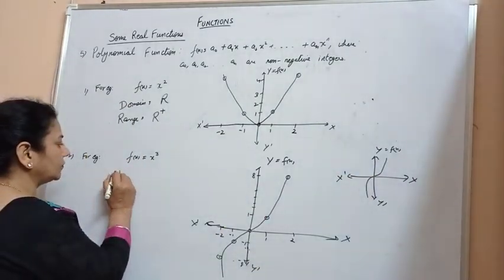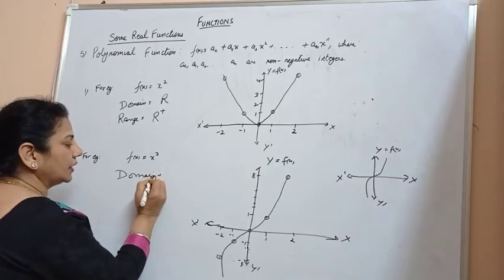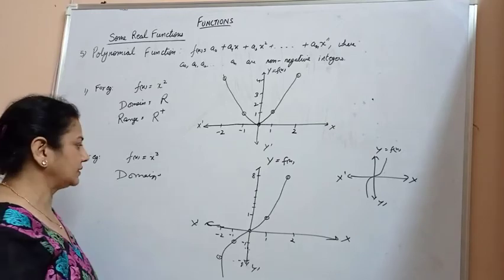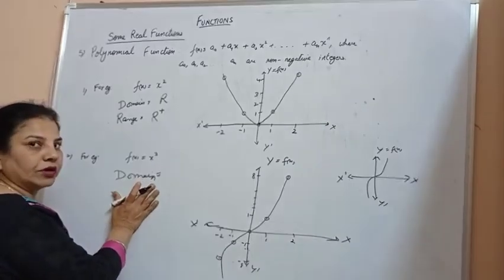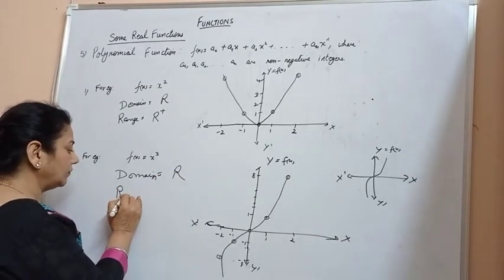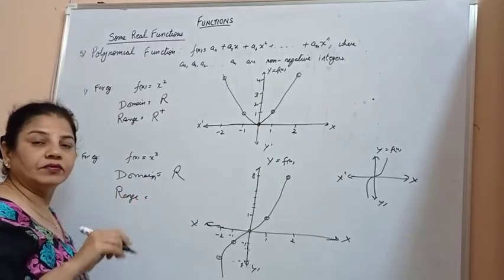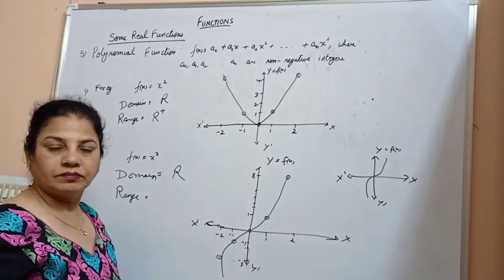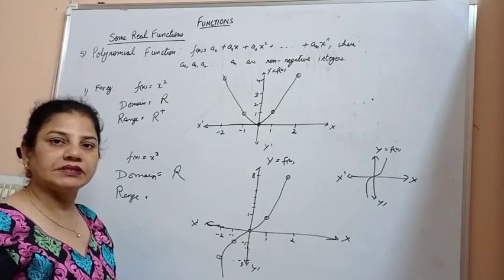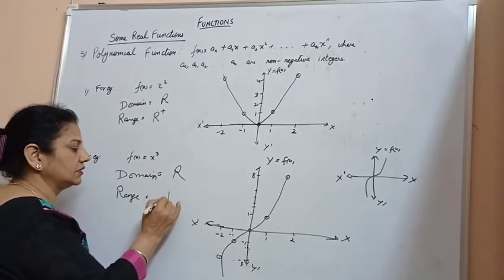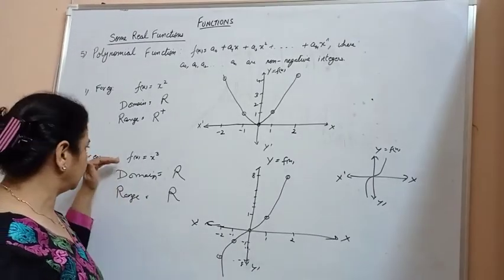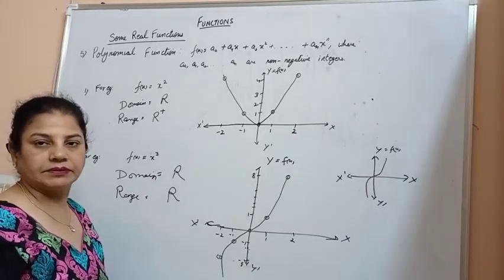When we talk about the domain of this function, I can give any value to x, and corresponding to it I will get the value of f(x) also. For every value of x, the domain of this function is the real numbers. And for the range, we know that for every real number there is a cube also, and the cube of a real number is a real number itself. Therefore, the range of this function is the real numbers. So the domain and range of f(x) = x cube is the real numbers.